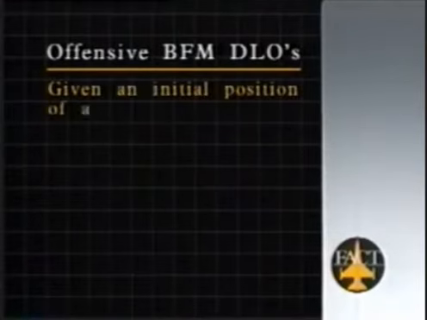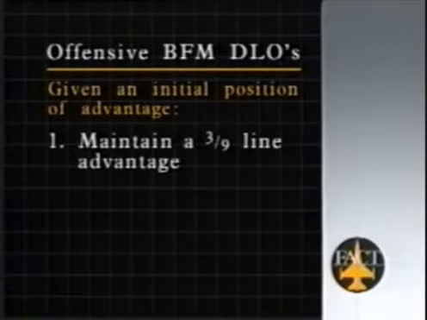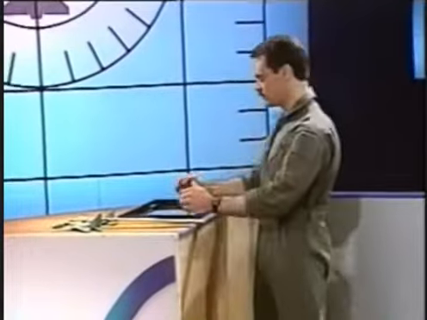Given an initial position of advantage, okay, given you start behind the guy in an offensive position, the first objective is to maintain 3-9 line. You know, that's pretty intuitive. Okay, we start behind him, let's stay behind him. Well, what is 3-9 line? And we should define some terms.